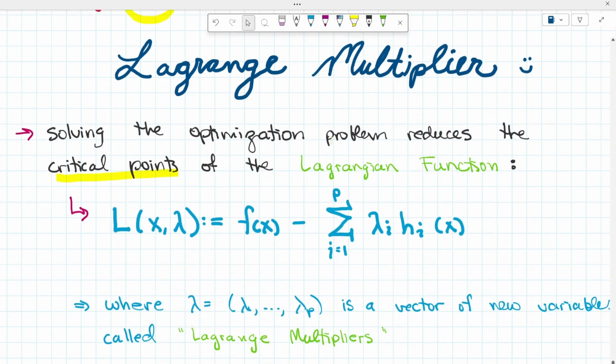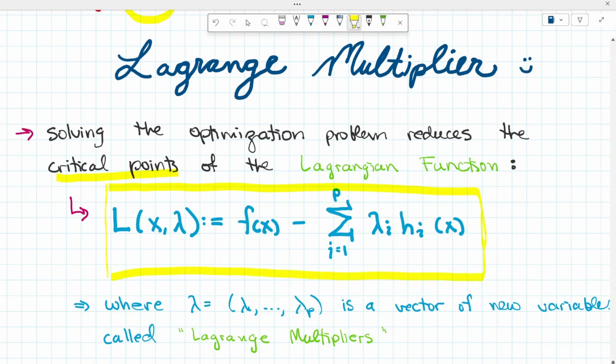Okay, so solving the optimization problem reduces to finding the critical points of the Lagrangian function, and this is the Lagrangian function right over here. So we'll highlight that in yellow. Essentially what we are trying to do is set up this Lagrangian function that I'm highlighting right over here, and the Lagrangian function is denoted as L, and it has two variables here, x and lambda. And it's equal to our objective function minus the sum of the product between lambda and our constraint functions h.